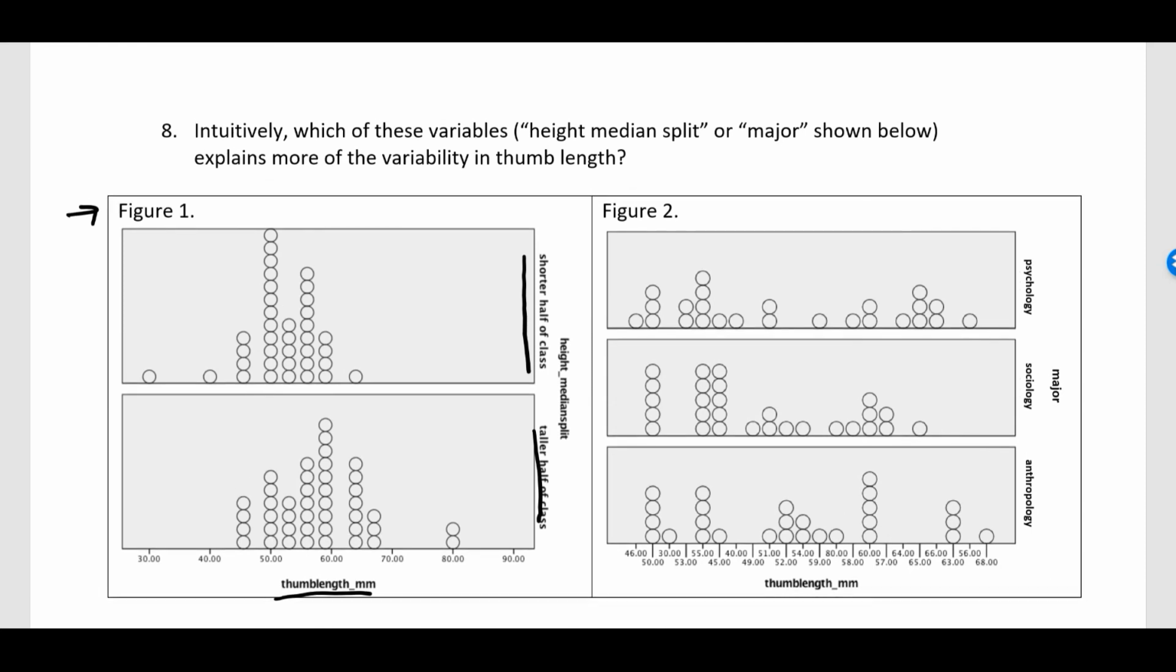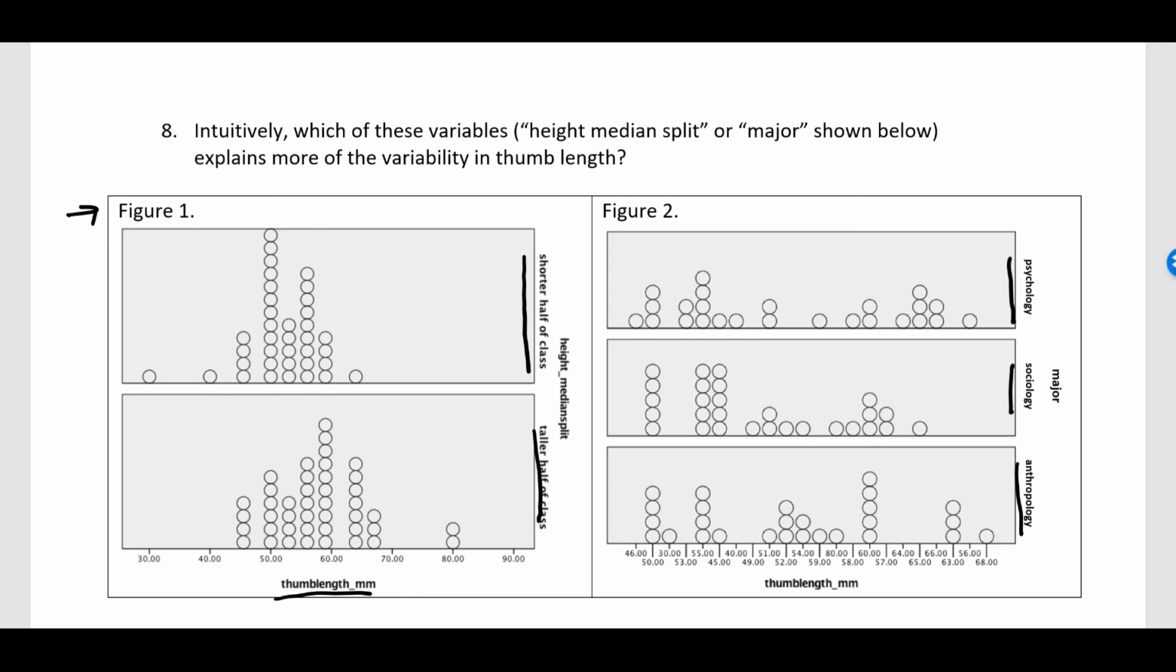Now, the figure on the right, figure 2, shows the thumb lengths for the same sample, same thumb lengths, but instead of splitting it into shorter half and taller half, it's split by the major of the student whose thumb it is. So we have psychology students, sociology students, and anthropology students, each taking a section of this class where the data was gathered. We can see the thumb lengths of the psychology students, the sociology students, and the anthropology students on the bottom.